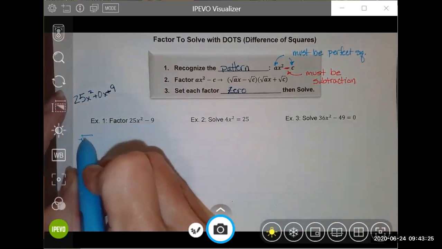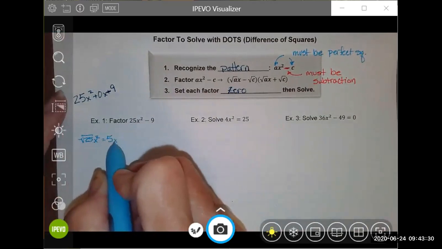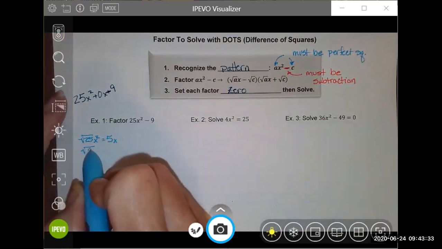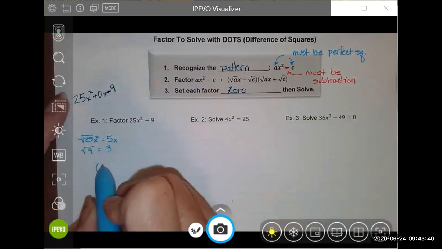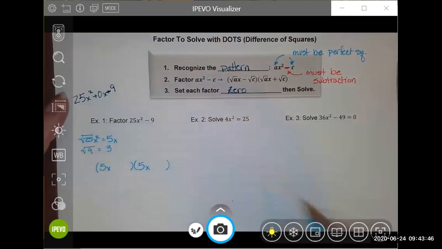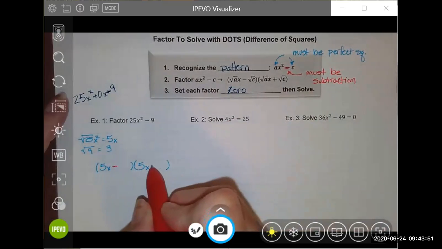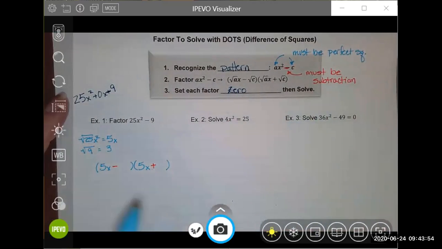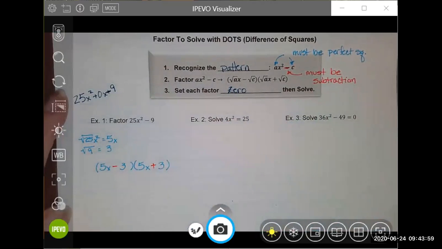If I want to think about what's the square root of 25x squared, that would be 5x. If I want to think about what's the square root of 9, that would be 3. And that's the heavy lifting in this strategy. I know that the first root goes at the beginning of two grouping symbols. I talked earlier about how my two factors will have different signs. And then I take the square root of my C term, and that goes at the end of my grouping symbol. And that is everything I need to do in order to factor this.